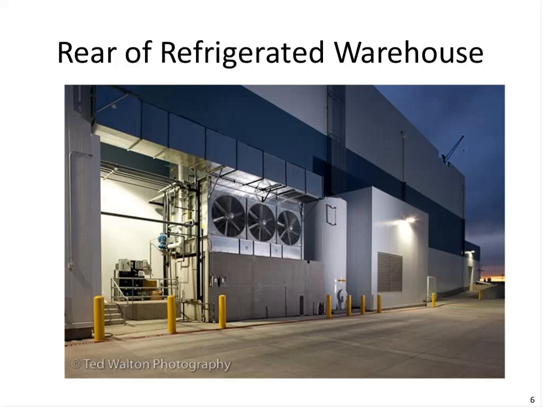Next slide here is looking at the back of the house where we have the evap condensers. Here's a surge tank, so an accidental release of ammonia could actually be absorbed into that tank.